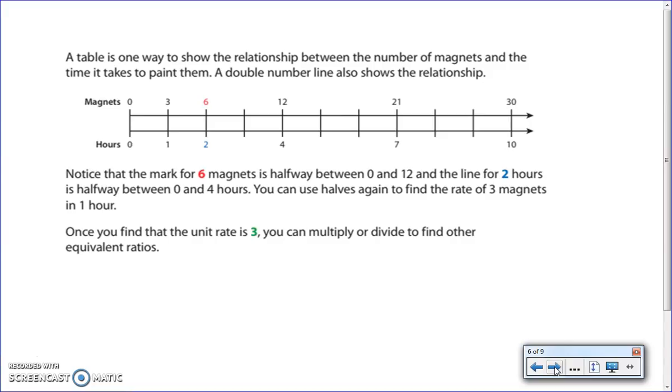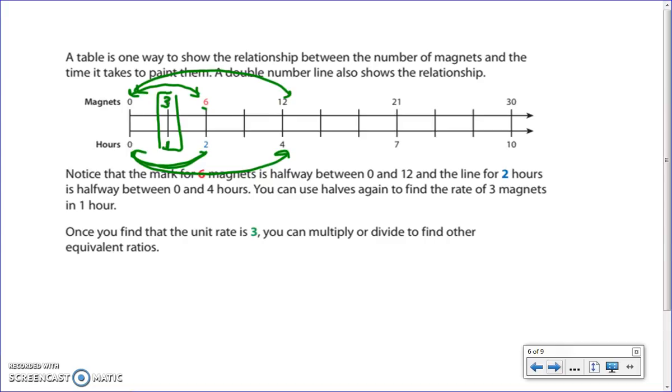So if we were trying to find the unit rate here, it says, okay, well, if you look at 12 and 0, halfway in between would be 6, and halfway between 0 and 4 would be 2. And then we could do the same here. Halfway between 0 and 6 would be 3, and halfway between 0 and 2 would be 1, and we could find the unit rate in that way as well. You could use halves again to find the rate of 3 magnets in 1 hour.